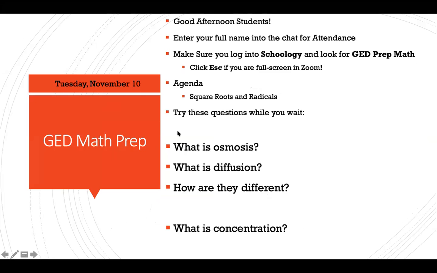So what is osmosis? I am not sure. Okay. All right, so osmosis is how water moves in a solution. It moves from something of higher concentration to lower concentration. So that's the movement of water.